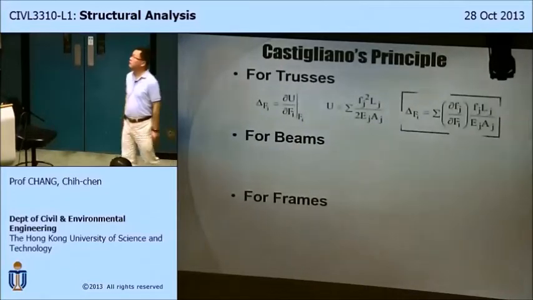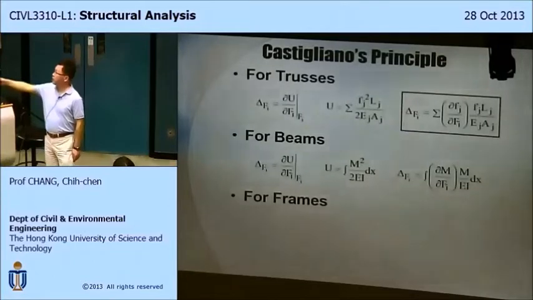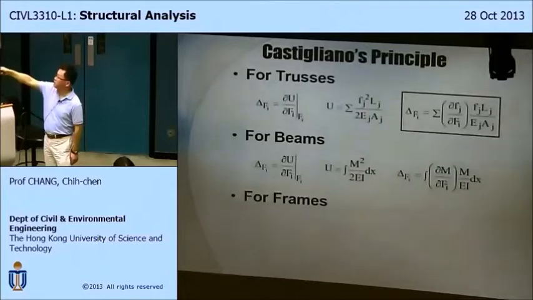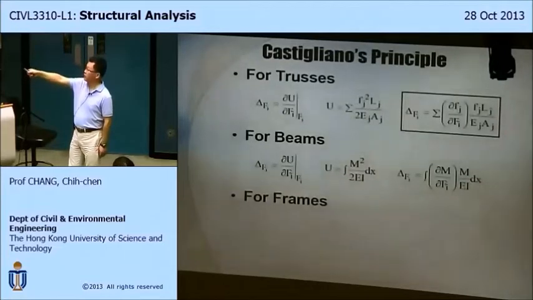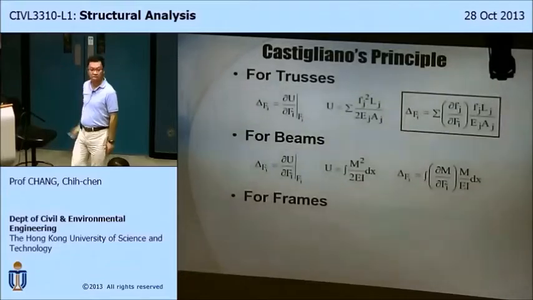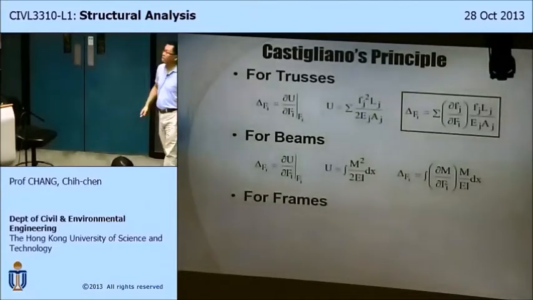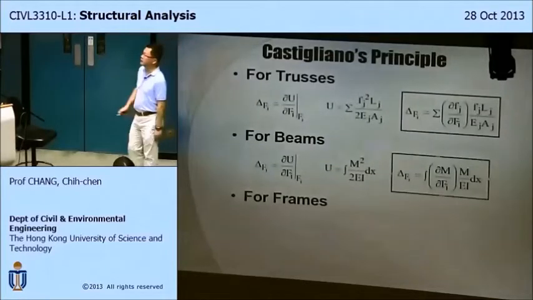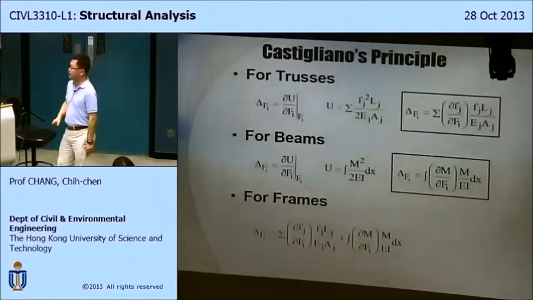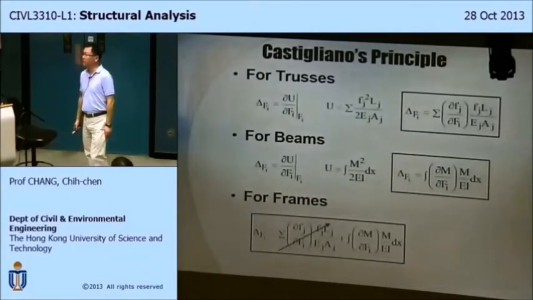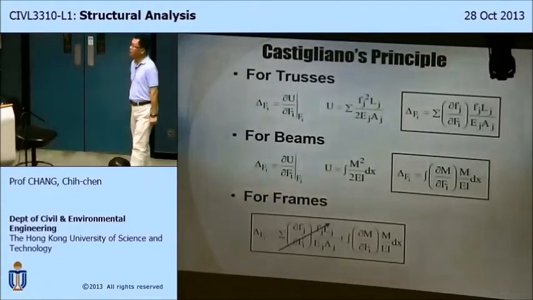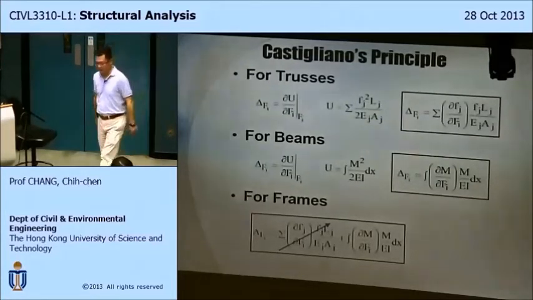Okay? Now, for beams, it boils down to the expressions of strain energy. You look at the expressions, they are exactly the same. So the difference is in the strain energy expressions. So for beams, strain energy is that. So the displacement is simply this expression. For frames, it's a combination of the two. And again, we can cancel the contribution from the axial force. That term we don't need to calculate. So we can treat frames the same as beams.